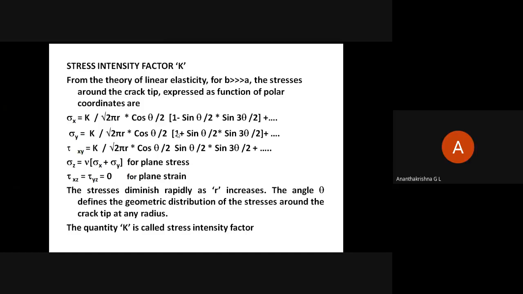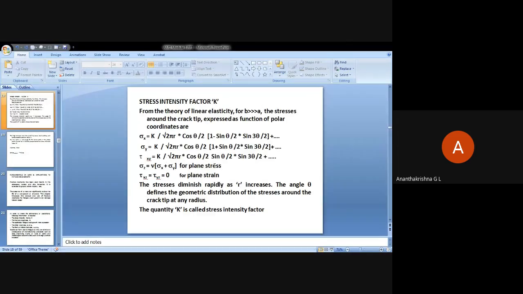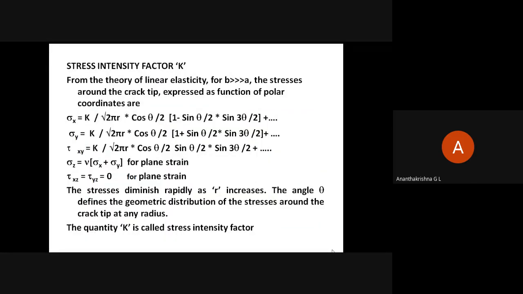Sigma z is equal to Poisson's ratio of sigma x plus sigma y. Essentially this should have been plane strain, probably. You take this for plane strain, because when Poisson's ratio comes into the picture, it should be plane strain. No doubt.